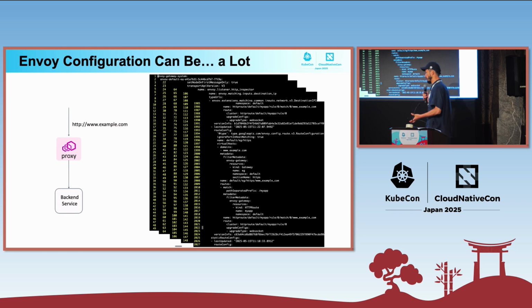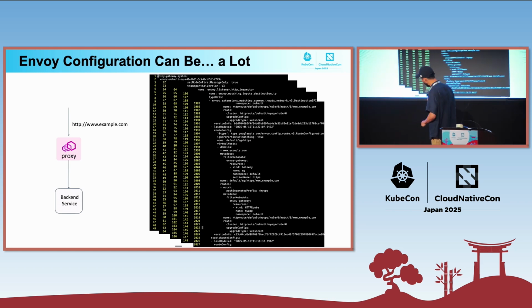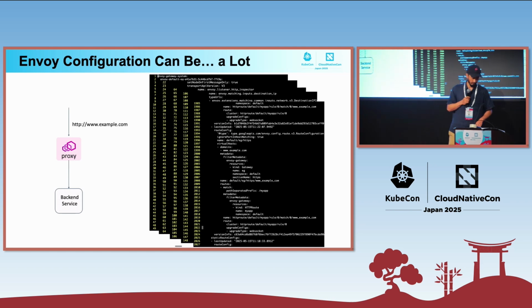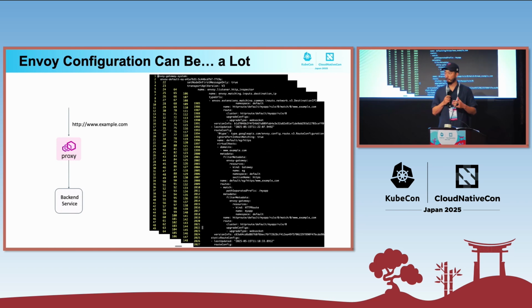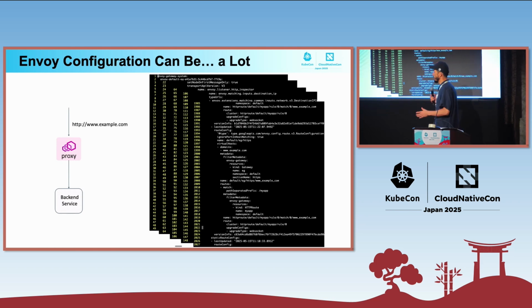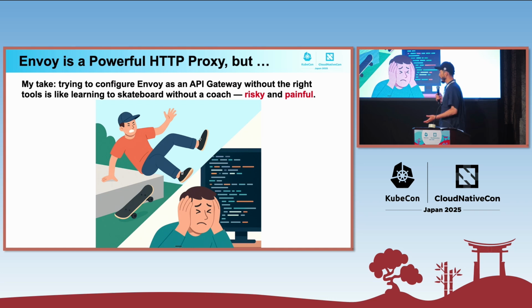So that's exactly the challenge a lot of folks run into when they try to configure Envoy, either directly or maybe by trying to use some homemade controller. It's not exactly easy. Envoy gives you a lot of flexibility, a lot of power, fine-grained control over how you can control traffic, but you pay for it with complexity. That's a problem. If you are trying to configure Envoy as an API gateway without the right tool, it's just like learning to skateboard without a coach, risky and painful, like I did.